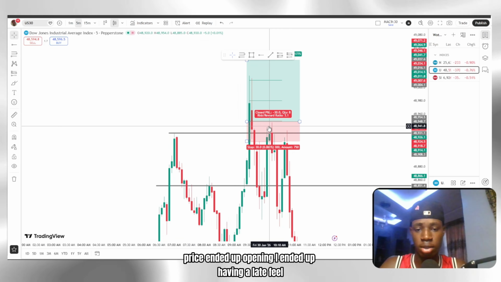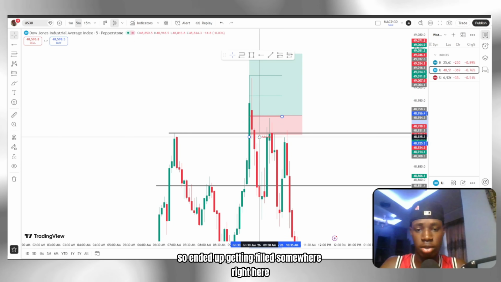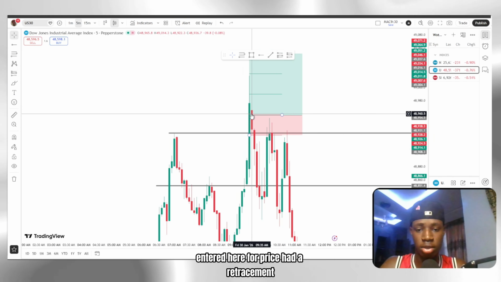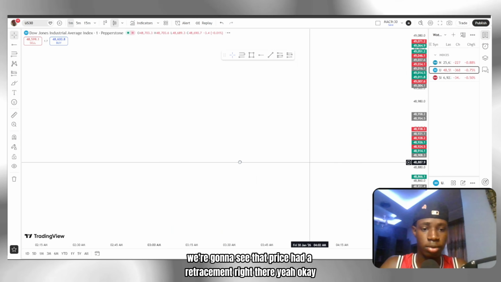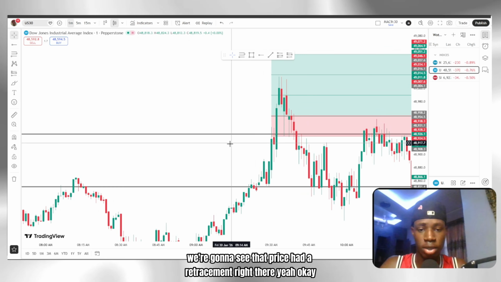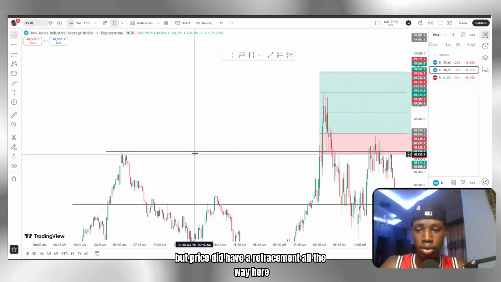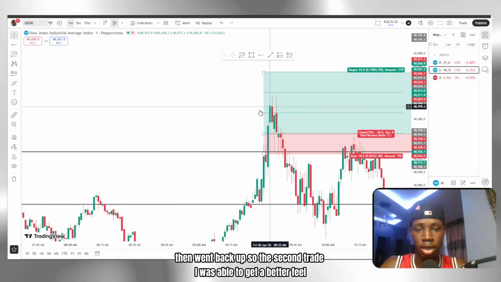Price ended up opening, and I ended up having a late fill, somewhere right here. Entered here, but price had a retracement. If we go to the 1 minute time frame, we're going to see that price had a retracement right there. We can't really see that much, but price did have a retracement all the way here, then went back up.